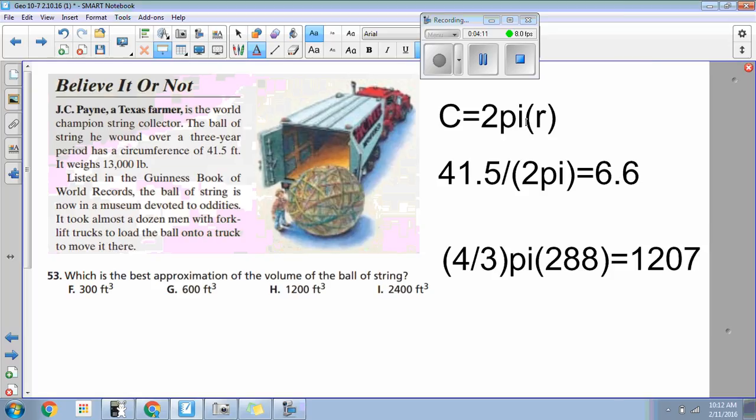Starting with 2 pi r equals circumference, so I divide by 2 pi on both sides, and I get 6.6 for the radius. Then I just plug that into 4/3 pi r cubed. 6.6 cubed comes to about 288. Multiply that times 4/3 times pi, I get 1207, so the best approximation would be 1200.